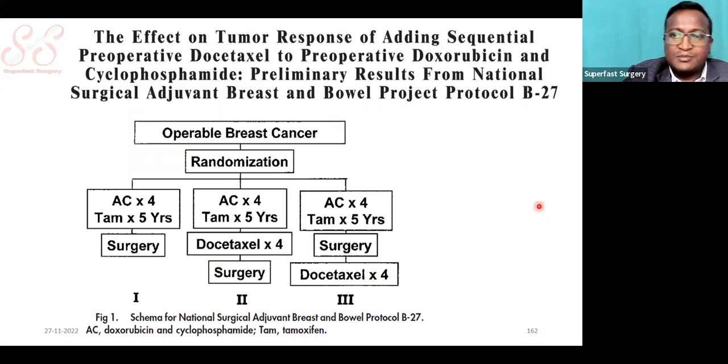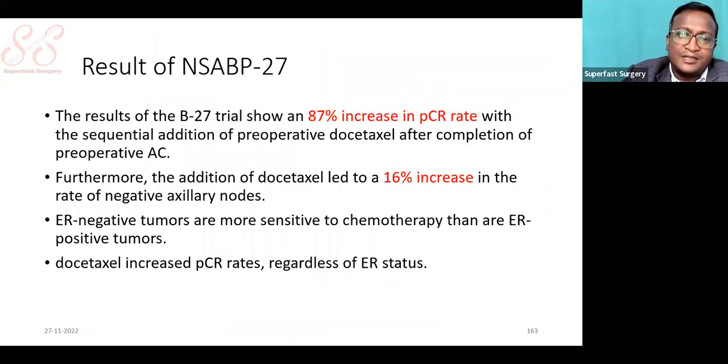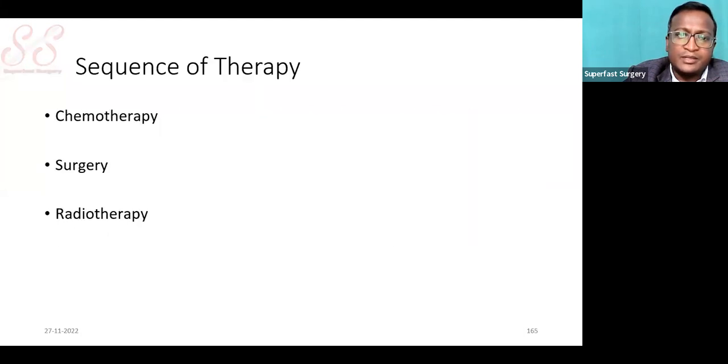So this was the NSABP B27 trial, which introduced the taxanes in the systemic therapy. So these are trials, I think you can read it. It is a simple sentence, you can read it. There is no concept in that.